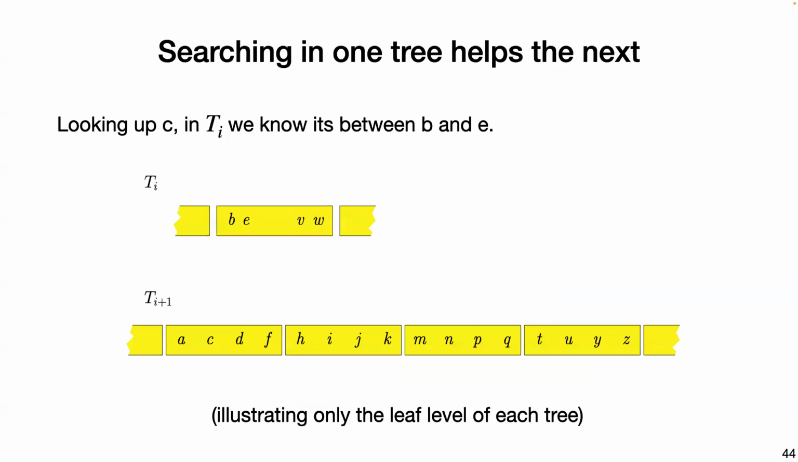Okay, so this is an example. Suppose that we wanted to look up this element C, and we have two trees, T sub i and T sub i plus 1. Here I'm illustrating the leaf level of both B trees in the LSM. If you look up C here, you know that it's between B and E, and you know that it's not in this top one. Normally, this is what your LSM tree would look like, and you would have no knowledge about what's down there.